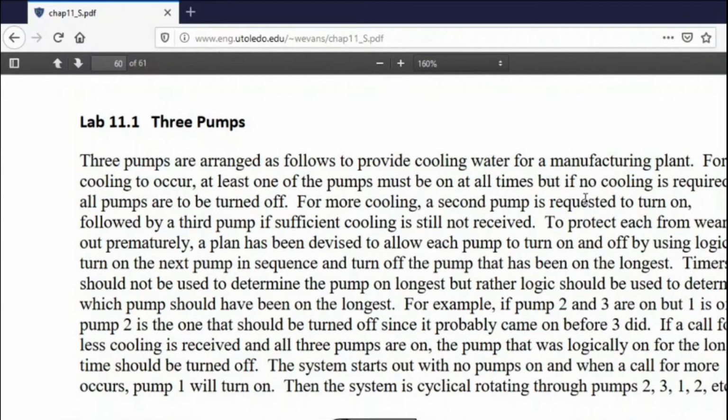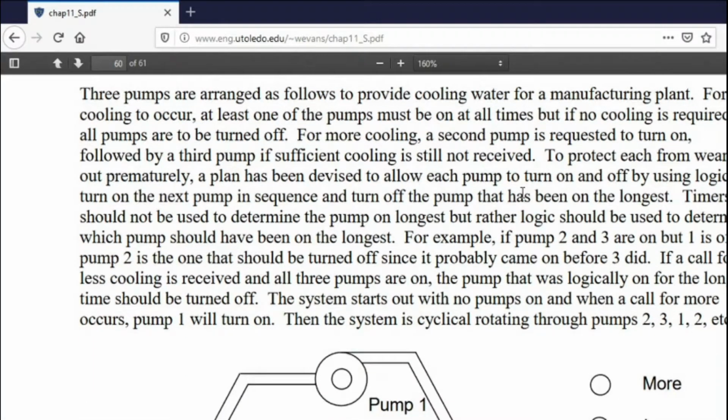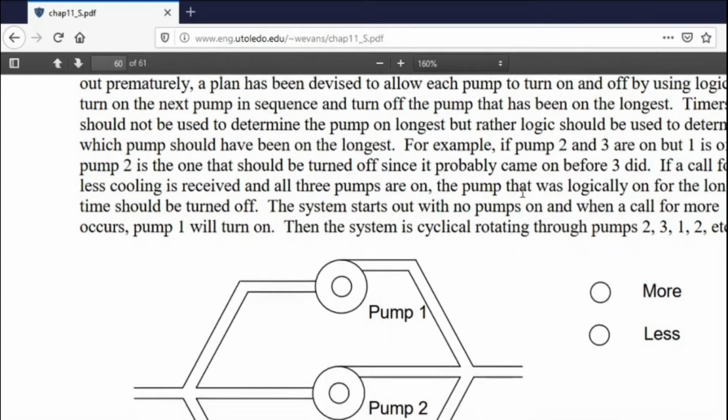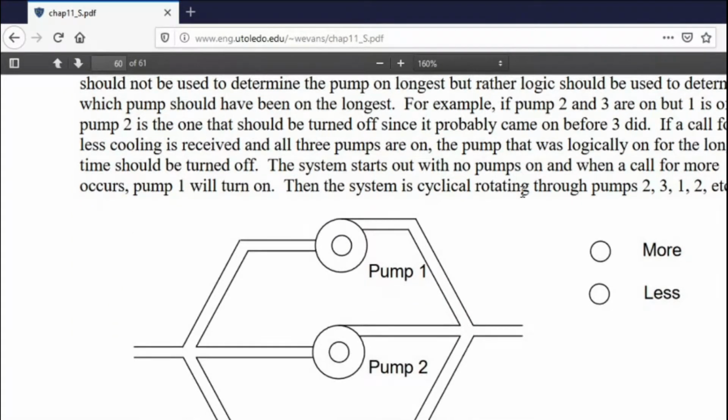And last but not least is the 3 pumps. This is a program that I ran into as an employee of Owens Corning Fiberglass, and I basically was asked to help another fellow, and it took my breath away, first of all, because this is not an easy project.